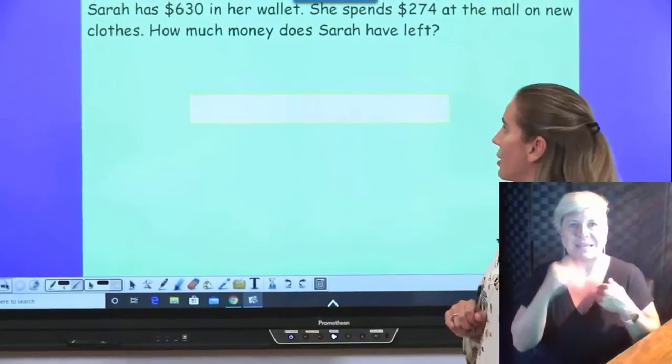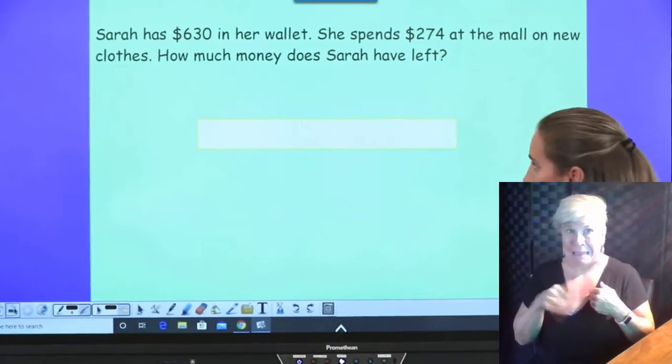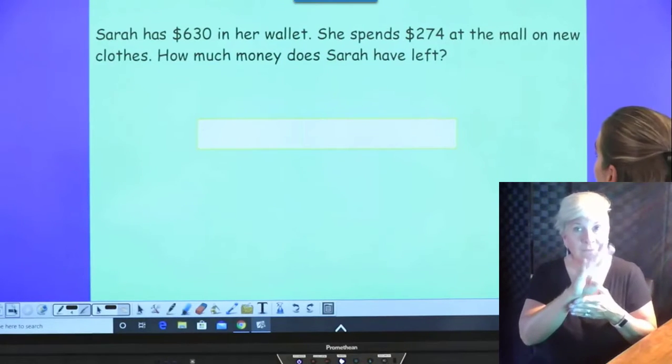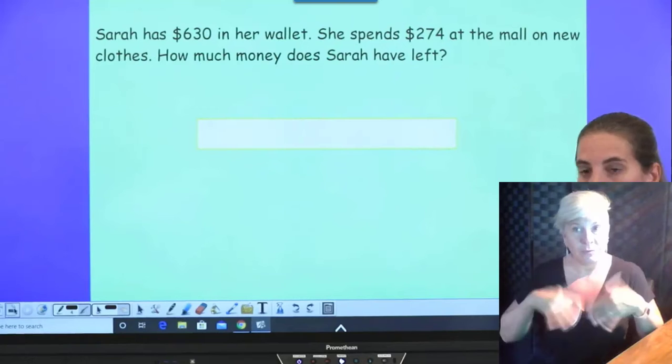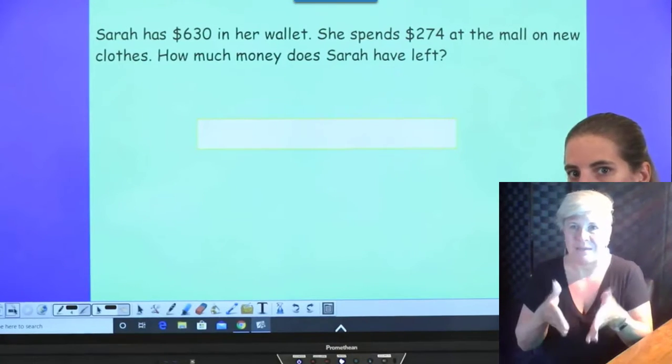Sarah has $630 in her wallet. Gosh, I wish I was Sarah right now. I would really like to have $630 in my wallet. She spends $274 at the mall on new clothes. Man, how much money does Sarah have left?